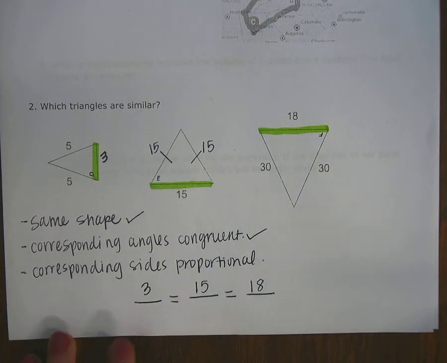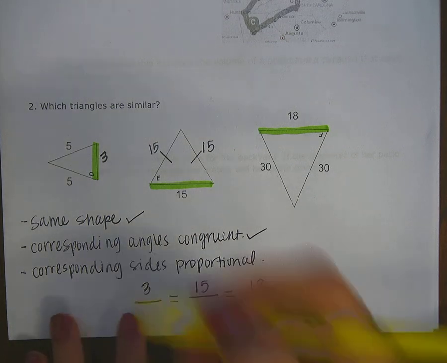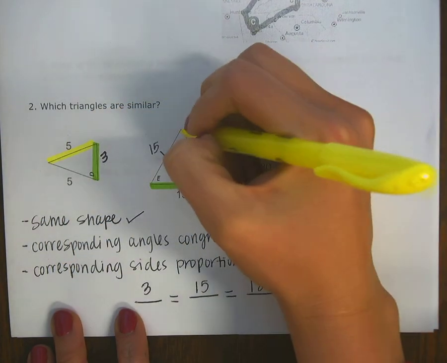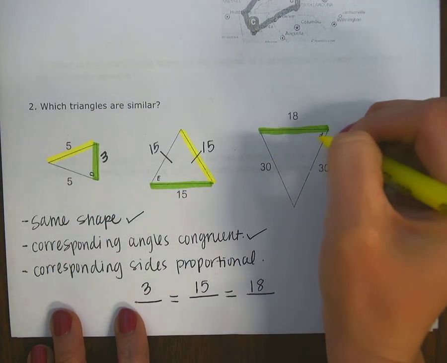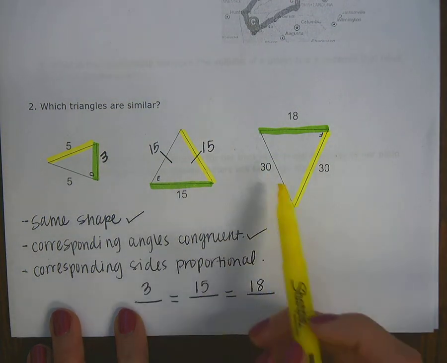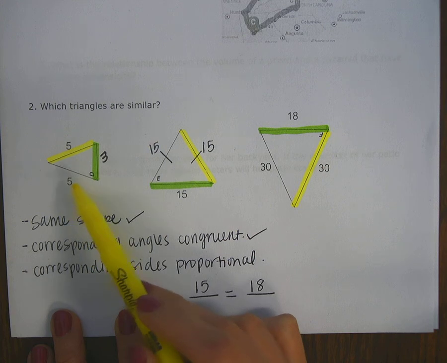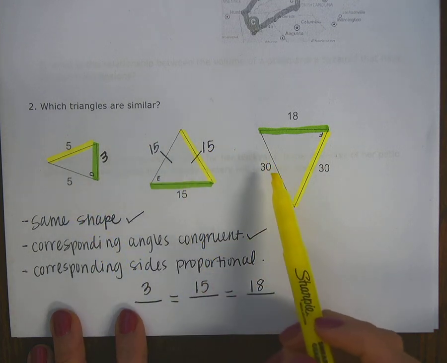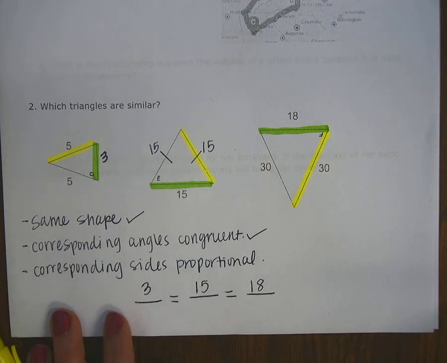Then I'm going to pick another pair of corresponding sides. So I can see that 5 right here corresponds with 15 here and 30 here. And the other 2 side lengths are the same. This one's also 5, this one's also 15, and this one's also 30. So we don't need to do that twice. We can just use those numbers once.